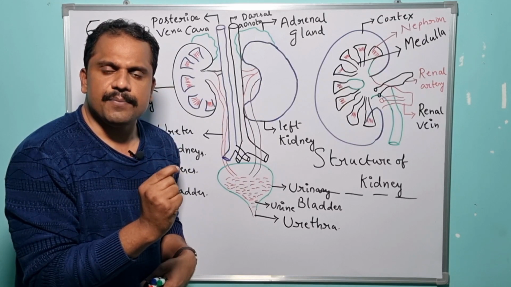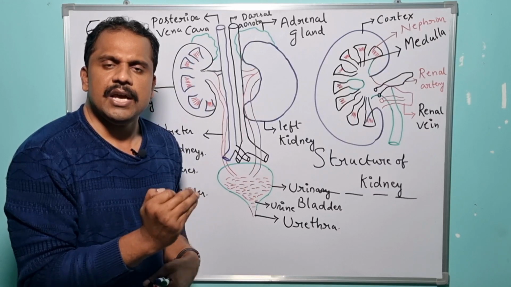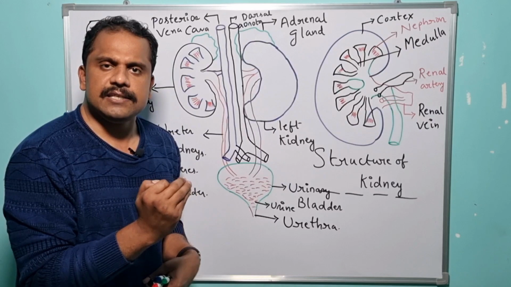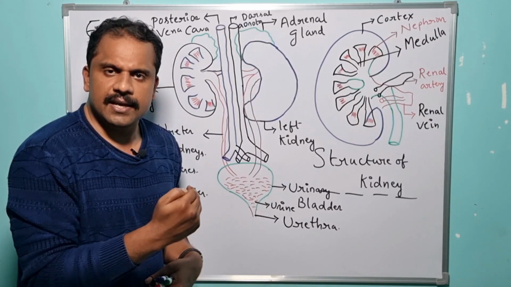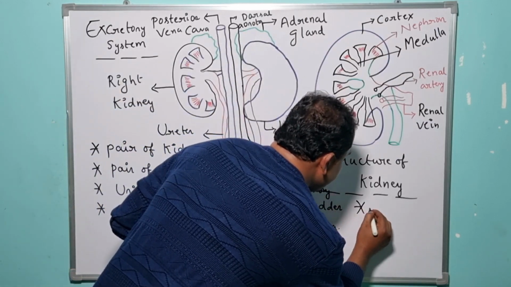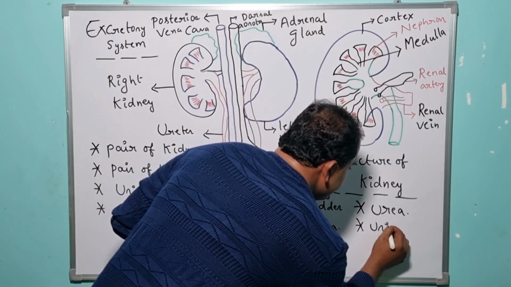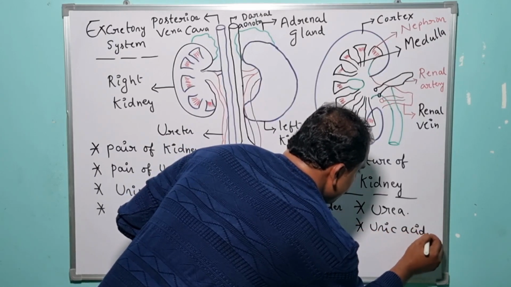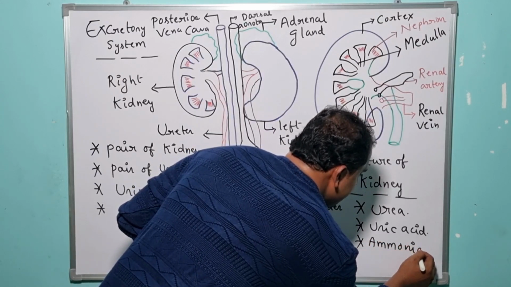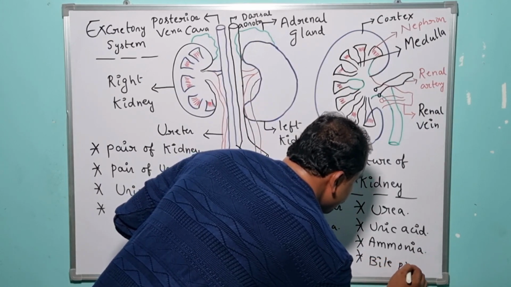The various excretory products which are synthesized or produced in a living organism include urea, uric acid, ammonia, and the other one is bile pigments. For your better understanding, let me present it on the board. What are those? Urea, uric acid, ammonia, and the other one is bile pigments, right?